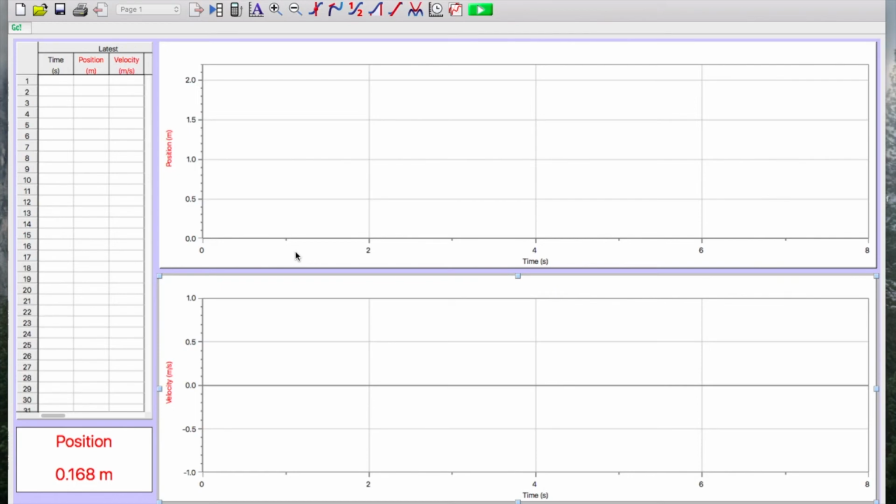In this trial, and this is trial 5, we've got the cart and it's going to go up and back down the ramp.